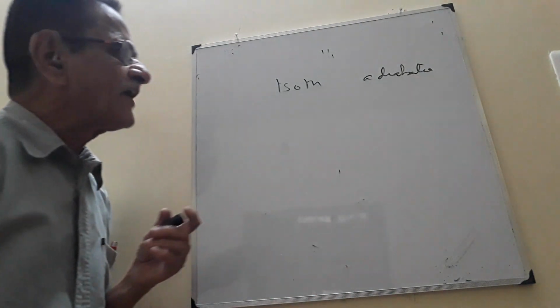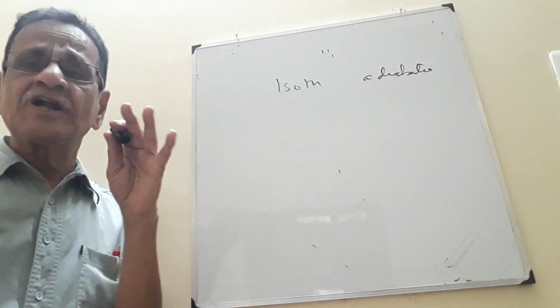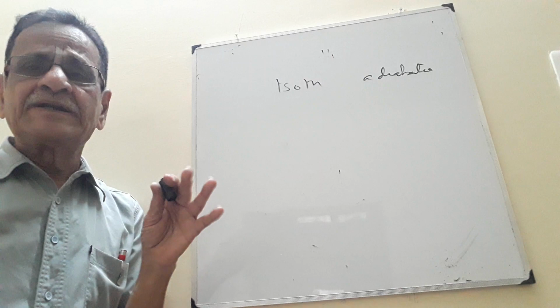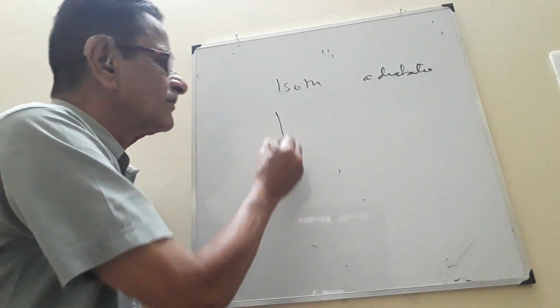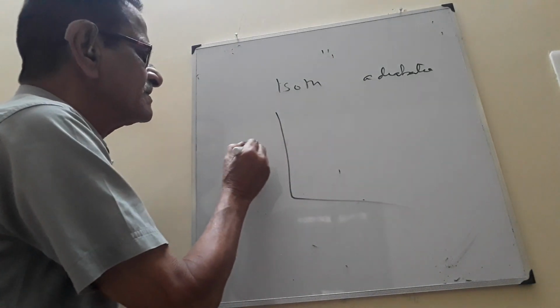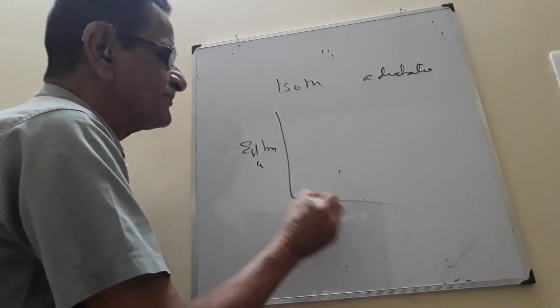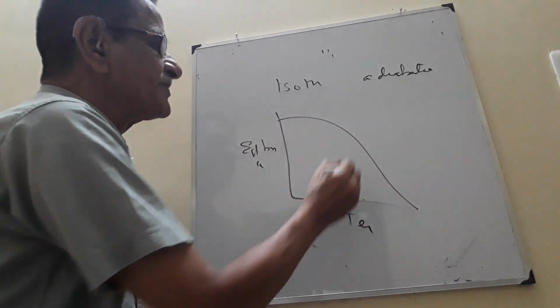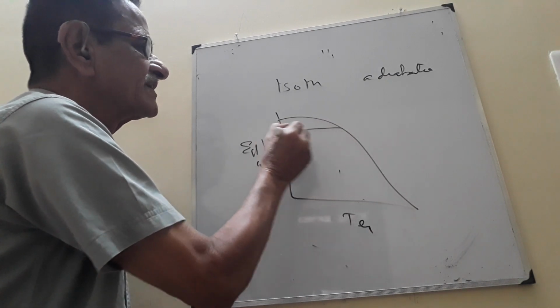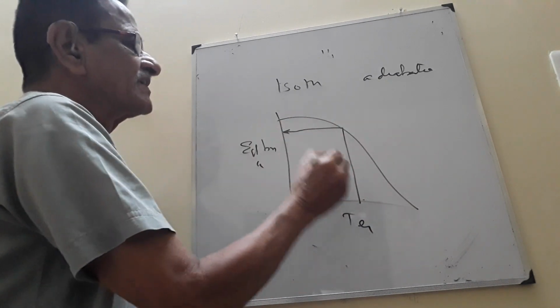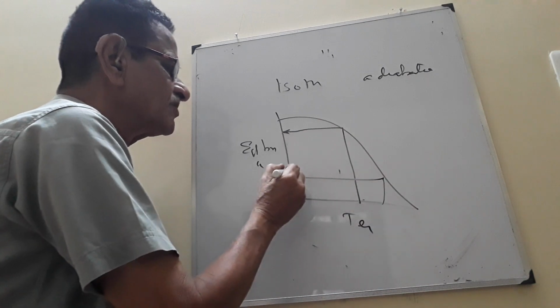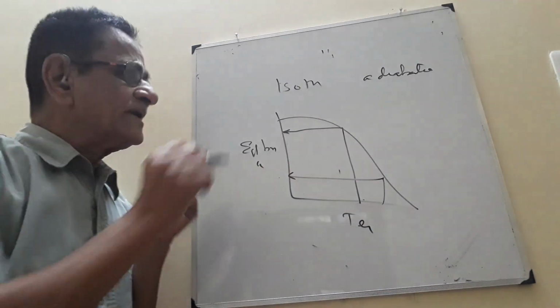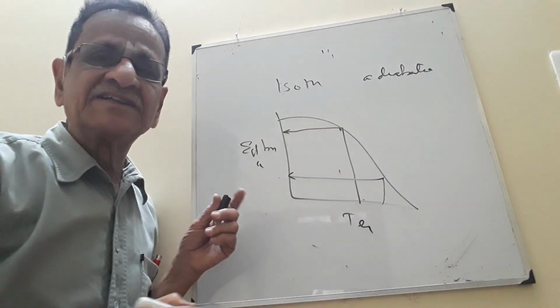Isothermal reactor means what? Reactor temperature has to be kept fixed. You have to keep the temperature constant. For example, you have the equilibrium conversion versus temperature. I can operate at this temperature, that means this will be the conversion. This temperature, this will be the conversion. This temperature, this will be the conversion. So I can maintain this temperature in the reactor.